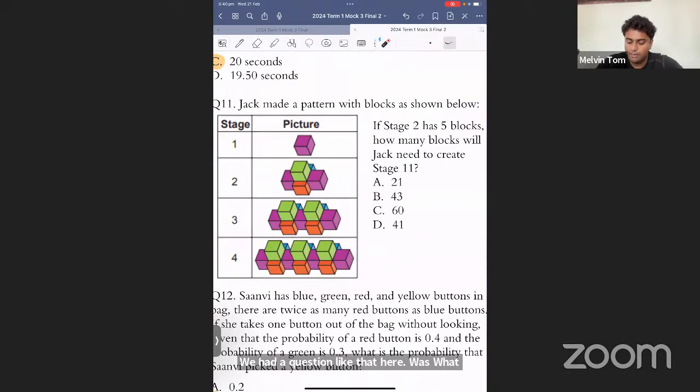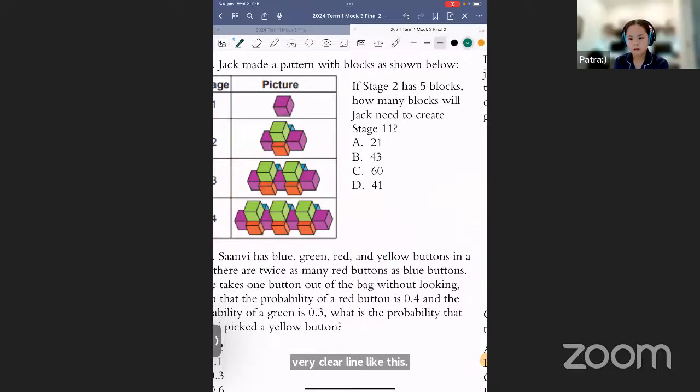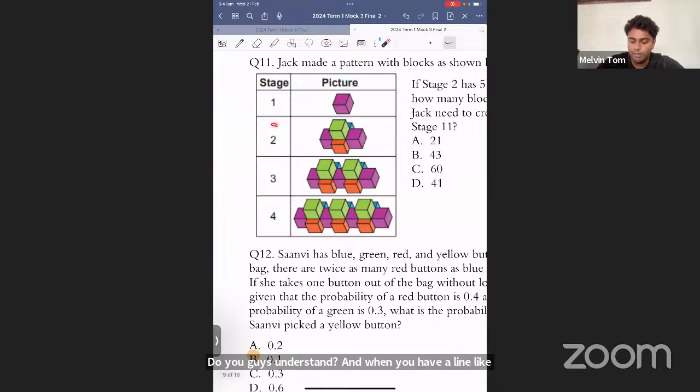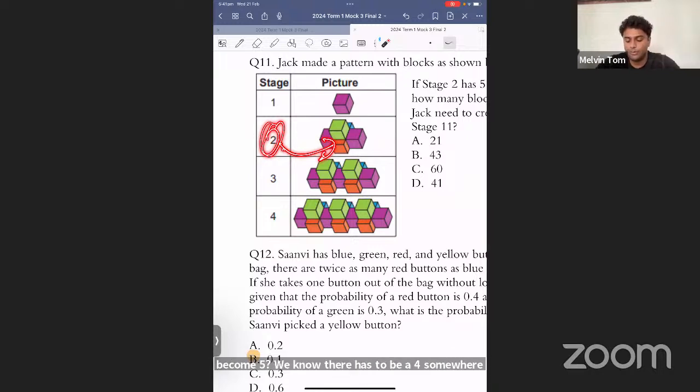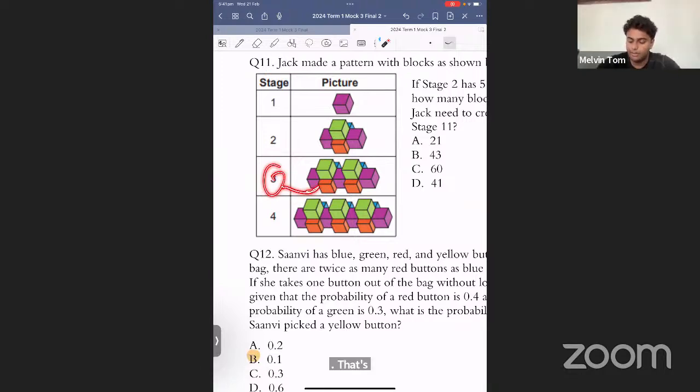Whenever you have something that's increasing consistently, this is called a linear line. Imagine you were to draw a graph. At 1, it was 1. At 2, it's 5. At 3, it's 9. And it's a very clear line like this. When you have a line like that, you know that there's a pattern. So ask yourself, how does 2 become 5? There has to be a 4 somewhere, but 2 times 4 is 8, and how does 8 become 5? -3. Then 3 times 4 is 12, but how does 12 become this?